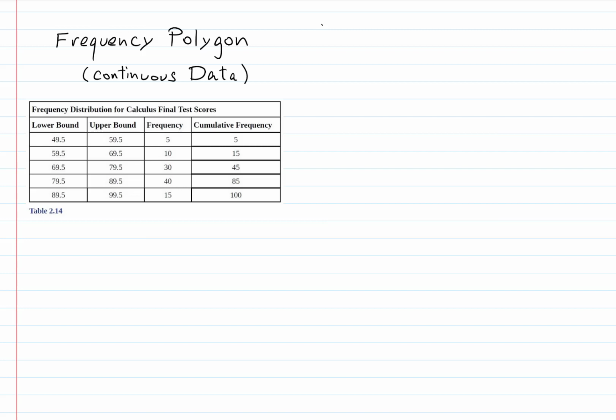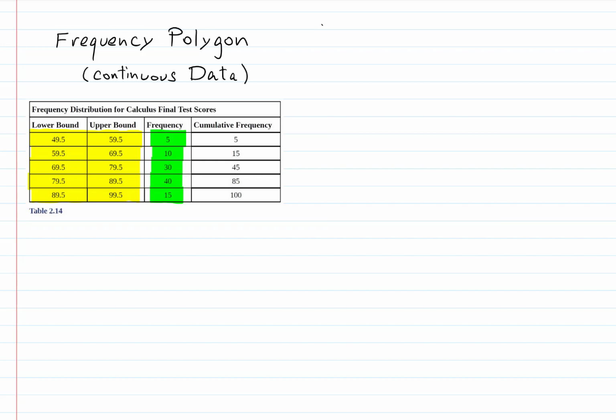And so what they've done is this. They've separated the scores into intervals. The first interval goes from 49.5 to 59.5. And 5 people got that score. 5 people got between 49.5 and 59.5. Okay? And then 10 people got scores between 59.5 and 69.5. 30 people scored between 69.5 and 79.5. And so on. 40 people between 79.5 and 89.5. And 15 people between 89.5 and 99.5. Okay?